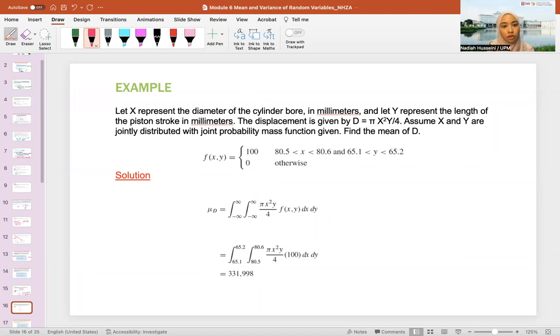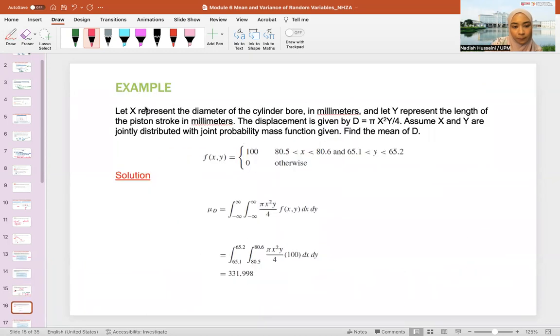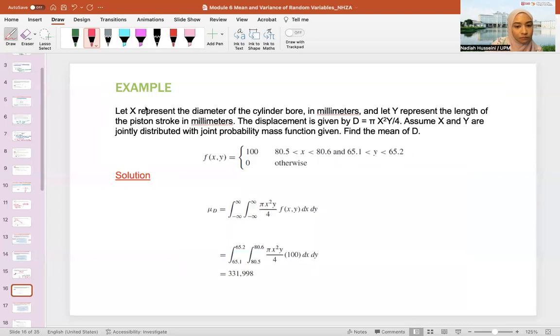Now we're going to talk about the joint. What if we have a joint distribution? Where's the equation for that? I think this example should come afterwards.